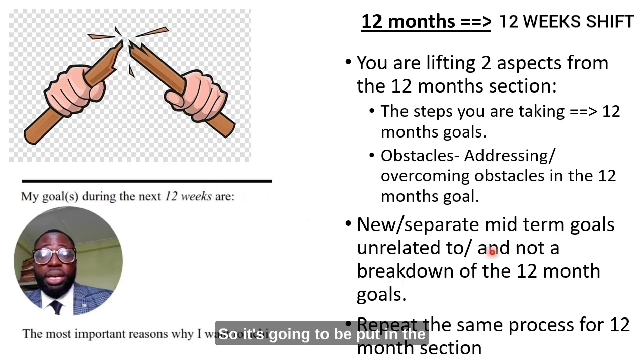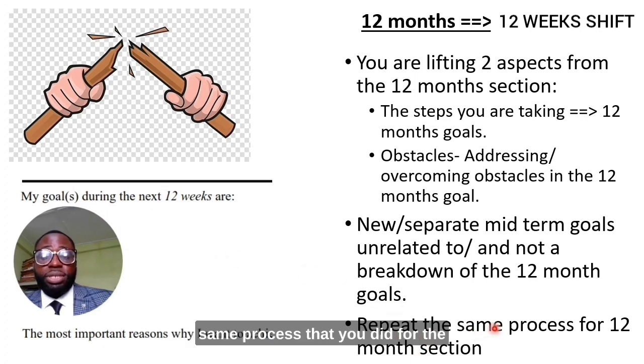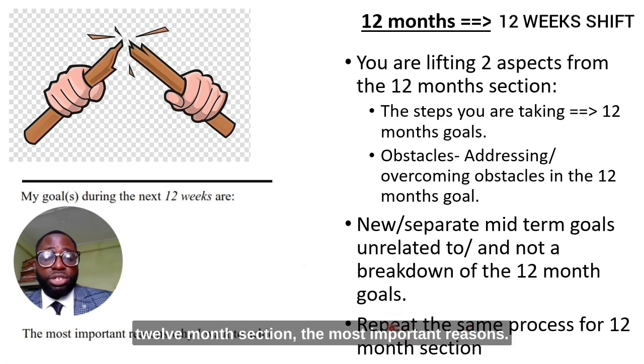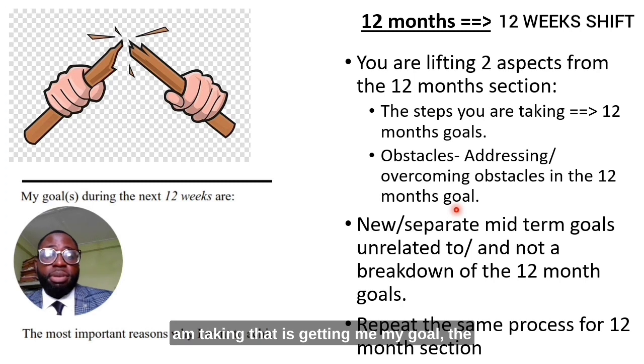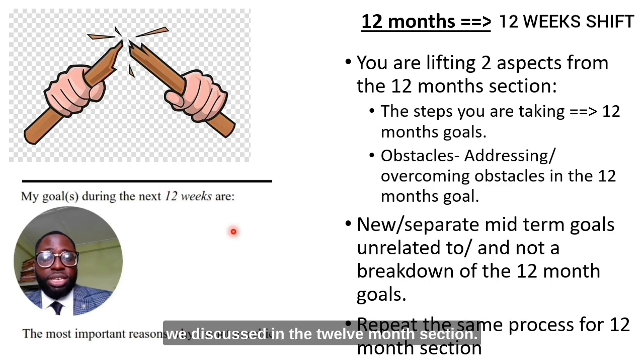So it's going to be put in the 12-week section as a goal statement, totally separate from the breakdowns of the past. So you're going to be repeating the same process that you did for the 12-month section, the most important reasons. The other components, such as the steps I am taking that are getting me my goal, the obstacles, and the rewards, will follow the same process as we discussed in the 12-month section.